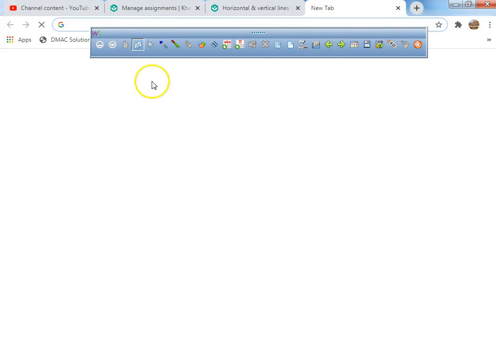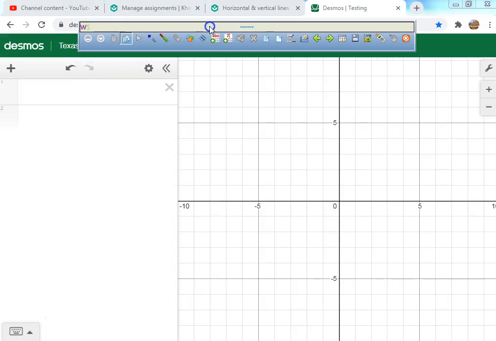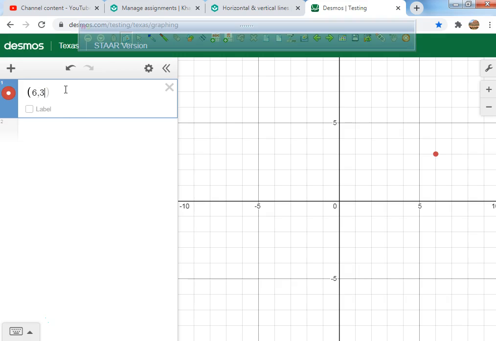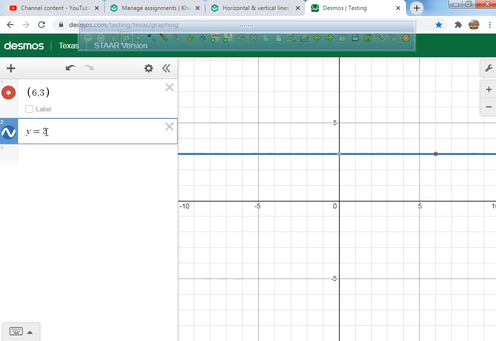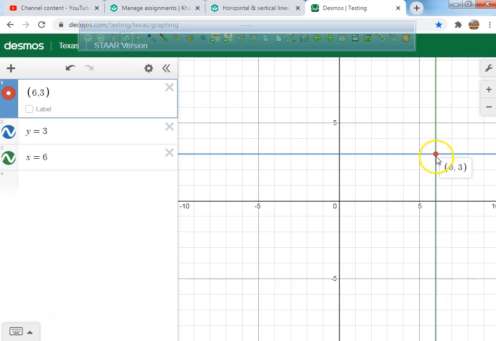Now, if you're ever struggling, something you are allowed to use is Desmos. So I'm going to go to Desmos right here. This is our test mode, so you can kind of see how it works. Watch what happens if I type in an ordered pair. Our ordered pair that I used as an example is 6, 3. That's how you could type it in. Now, what did I say the horizontal line would be? Y equals 3. What's the vertical line that passes at that point? X equals 6. And you can clearly see that this point right here, 6, 3, that vertical line passes through it and that horizontal line passes through it.